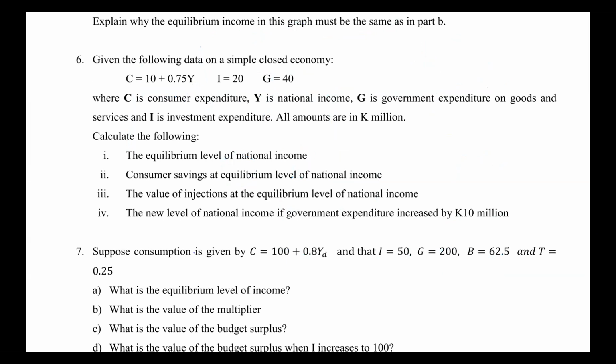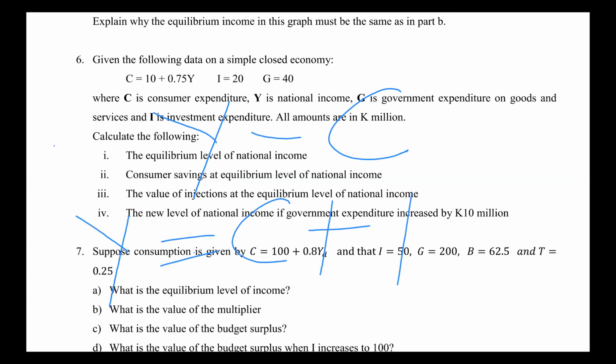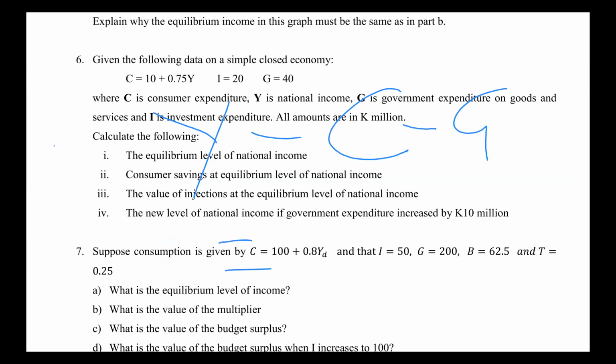So the question was, consumer savings at equilibrium. Savings is Y minus C, consumption, okay? Y minus consumption, that's what we said last time. Because Y is equal to C plus S plus G, right? Whatever remains is what they save. So you can easily calculate Y minus C minus G, the remainder is what they save.